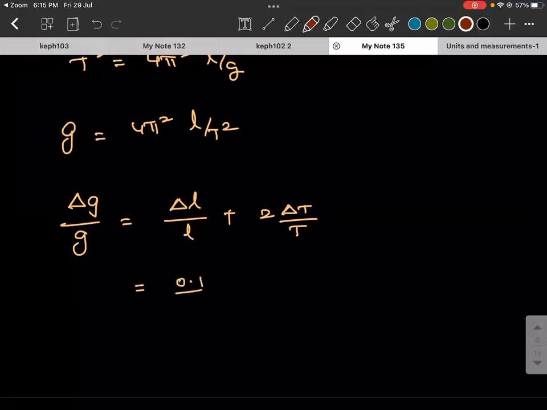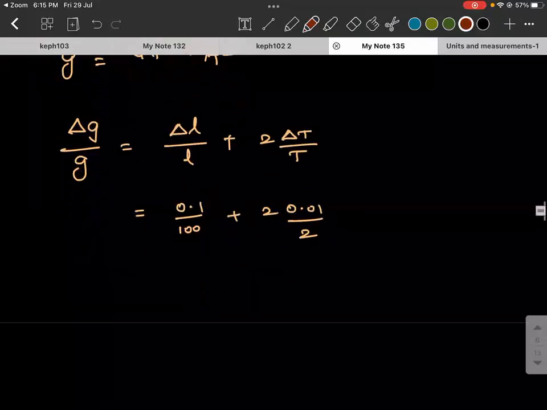0.1 divided by L is how much? 100. Plus 2 times, what is delta T? What is T? 2. So 0.1 by 100 and 1 by 1000. Sorry, 1 by 1000. I don't want the decimal value at all. 1 by 1000. 2 and 2 are gone.